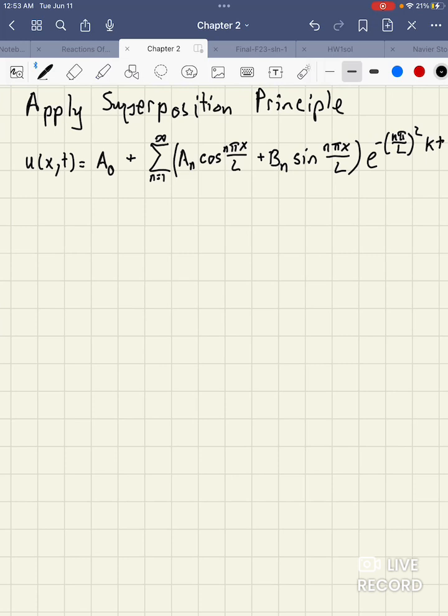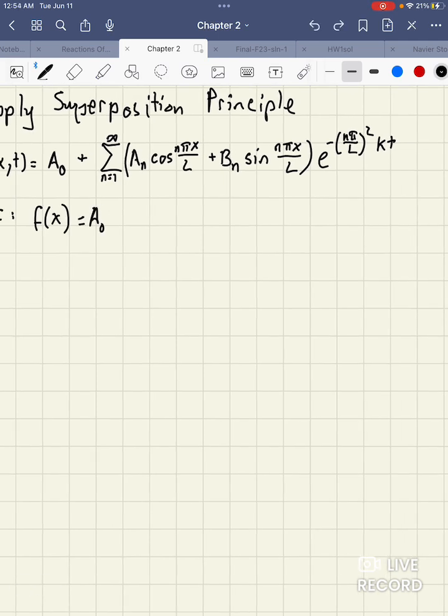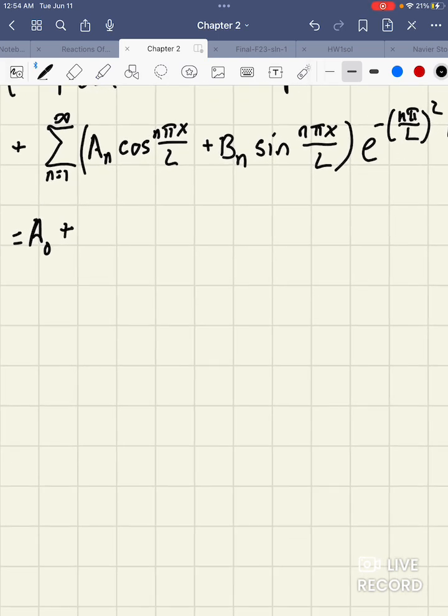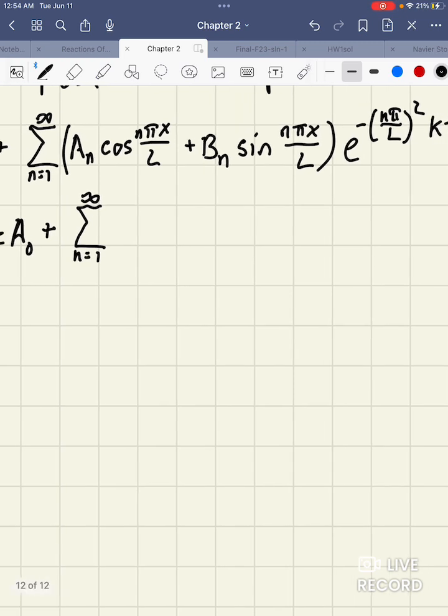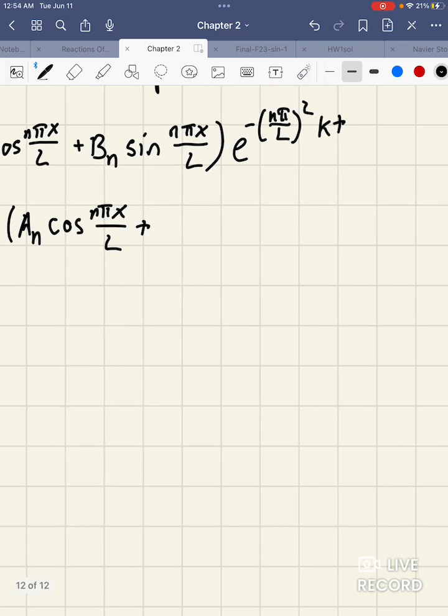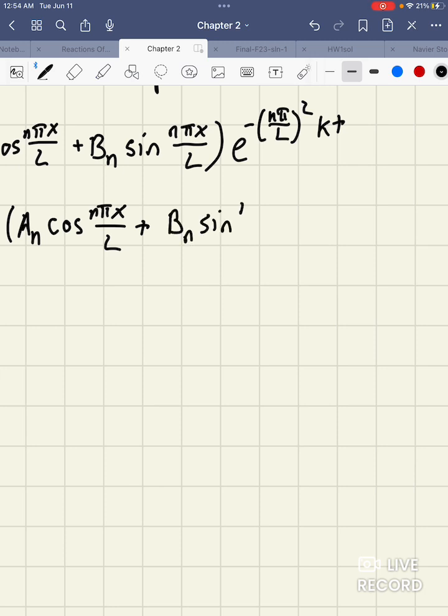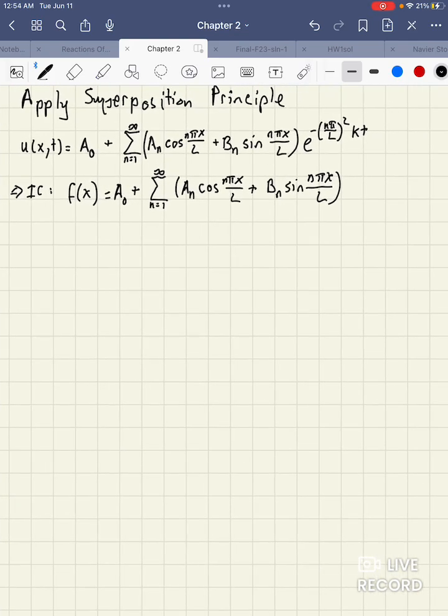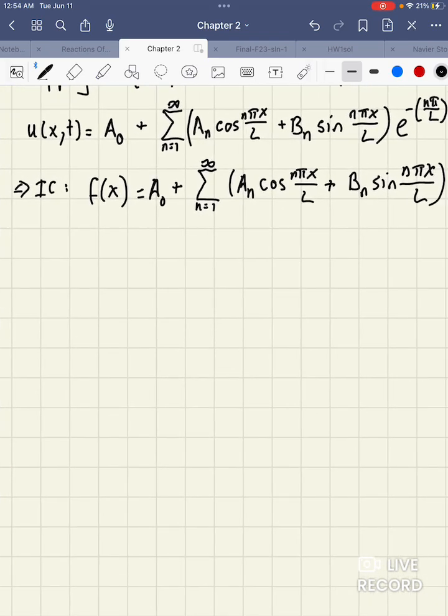Now if we apply our initial condition, for my initial condition, my function of x is equal to a of 0 plus the infinite series for a of n cosine n pi x over L plus b of n sine n pi x over L. Okay, so now to figure out these constants, we have to apply the orthogonality condition.